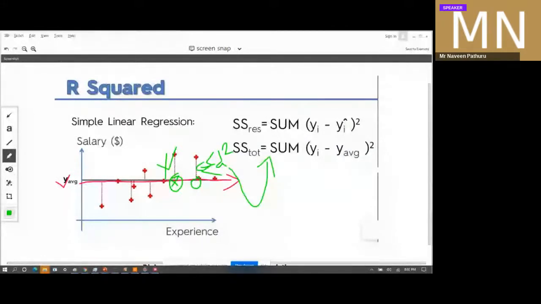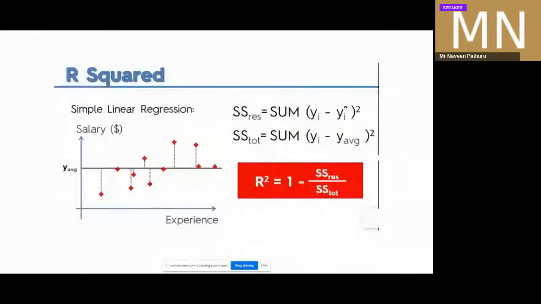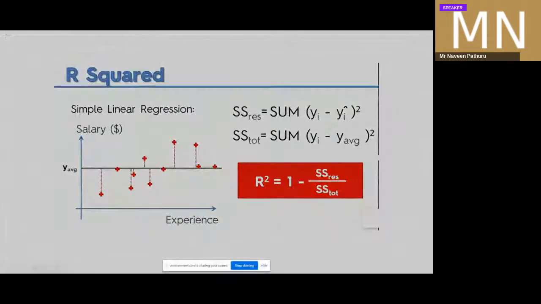In other words, imagine that's like a formula that we are using in solving this equation. So the first one is called the sum of squares of residuals or errors, and this one is called the total sum of squares. Then we use a formula called R square equals 1 minus SSR by SST.